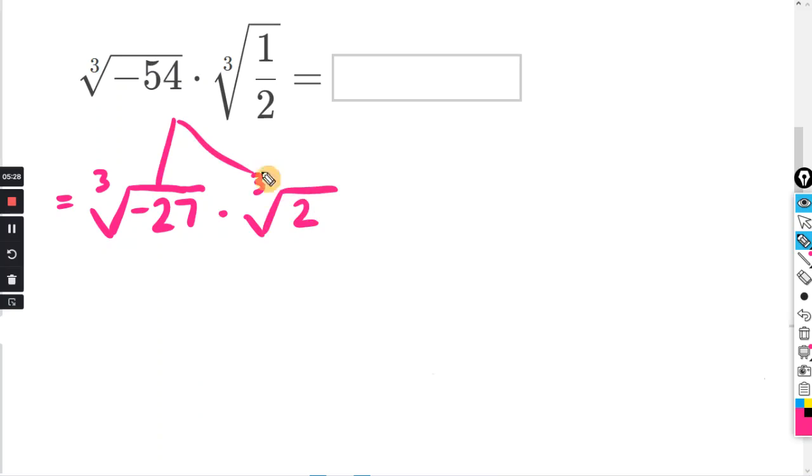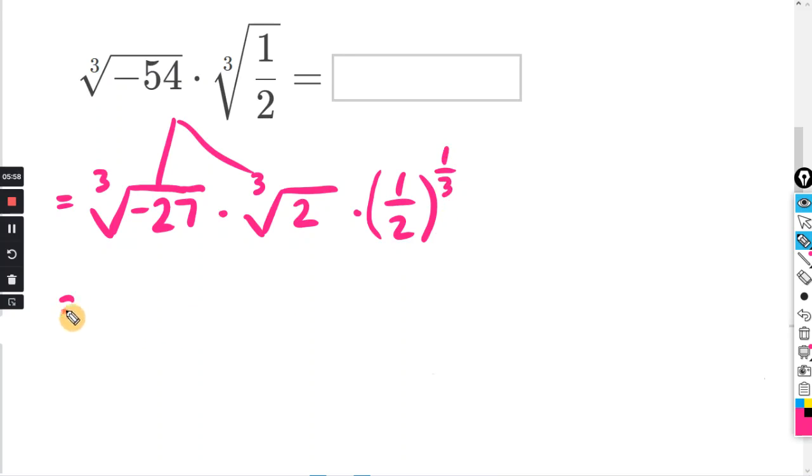All right, so I just broke that up. Negative 27 times 2 is negative 54, and I have the third root on both of these, so that works. And let's see. I am going to make this a fractional exponent. We're going to have that as 1/2 to the power of 1/3.